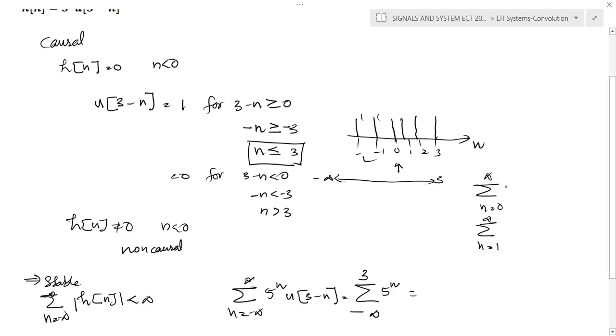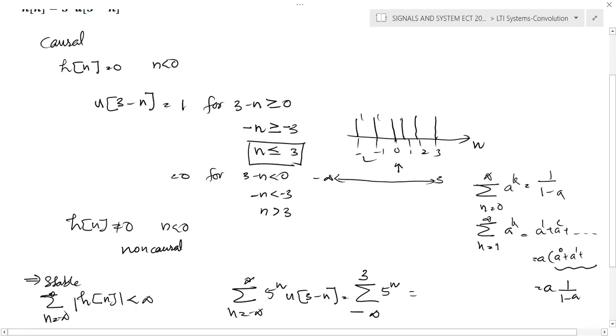Okay, and if this is 1 by 1 minus a, if it starts from 1 onwards, you can see that this is a raised to 1, a square, a cube, etc., up to infinity. So if you take a common, it becomes a raised to 0, a raised to 1, etc. So this equation you can simplify as 1 by 1 minus a, because if n is equal to 0 to infinity, it's 1 by 1 minus a. So if it starts from n is equal to 1 onwards, you will write a into it. If n starts from 2 onwards, it's a square into it.